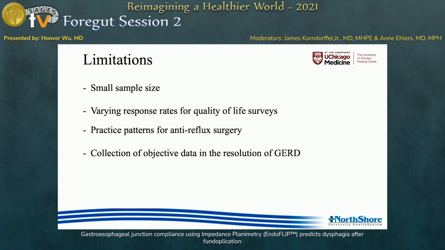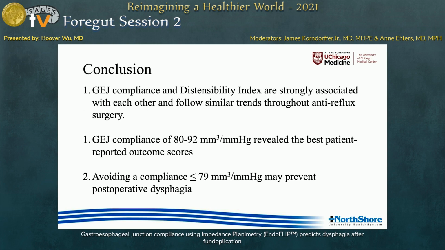Our practice, as you saw in terms of our sample size, selectively performs Nissen fundoplications, which led to the majority being Toupet fundoplications in our sample size, which may affect our analysis. Finally, there is a lack of objective data in the resolution of GERD, such as postoperative acid monitoring or endoscopy, unless clinically indicated. So, currently, our analysis revealed that the gastroesophageal junction compliance and distensibility index are strongly associated with each other and follow similar trends throughout an anti-reflux operation.